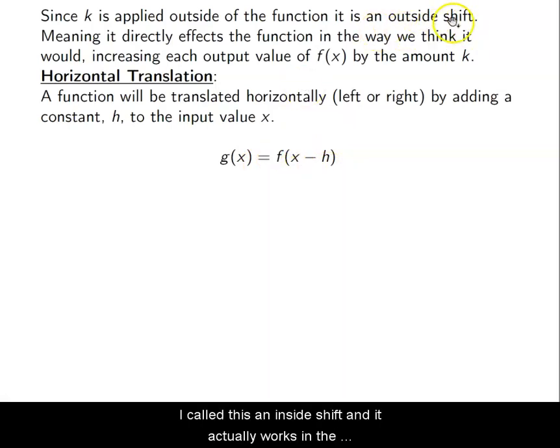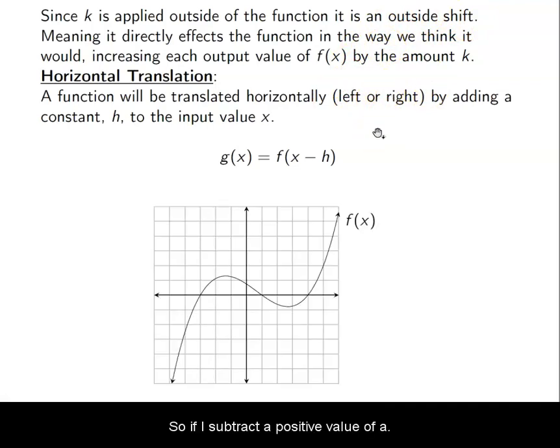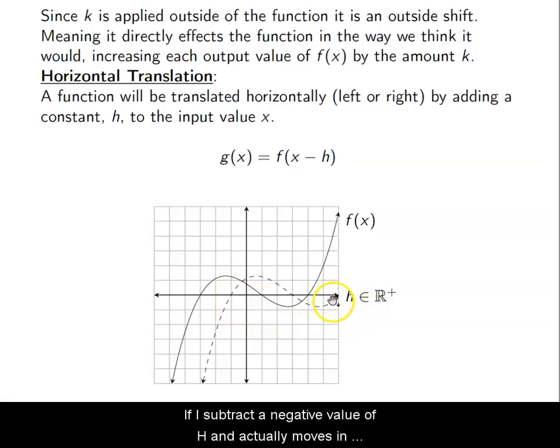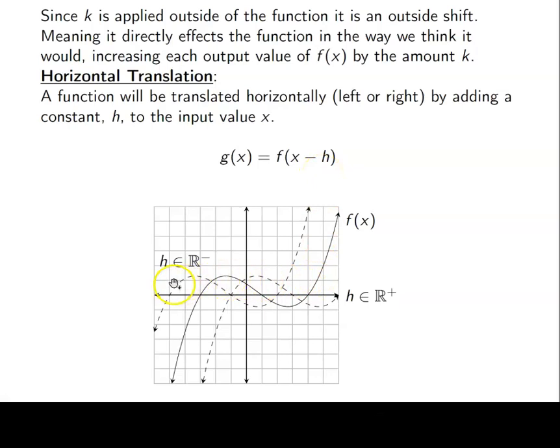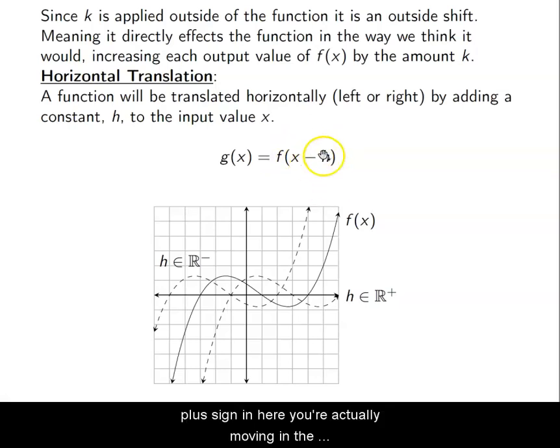I call this an inside shift, and it actually works in the opposite way that we think. So if I subtract a positive value of h, it actually moves in the positive direction. If I subtract a negative value of h, it actually moves in the negative direction. So you're like, well, yeah, that makes sense, okay? But x minus a negative means that this will look like f of x plus h. So when you see a plus sign in here, you're actually moving in the opposite direction. When you are subtracting something in here, you're actually moving in the positive direction.